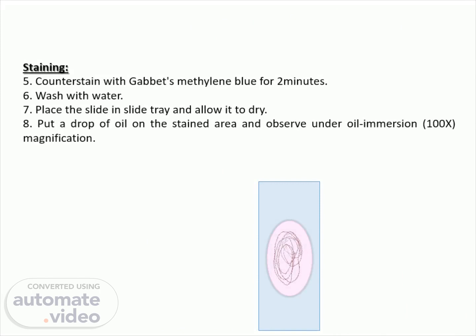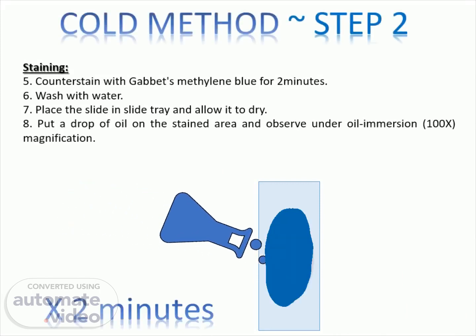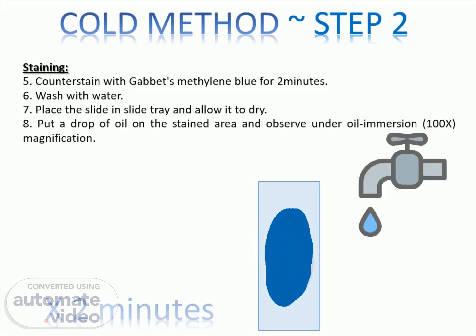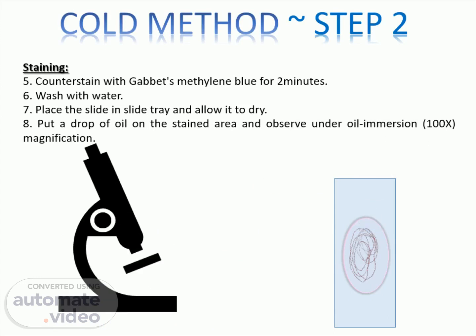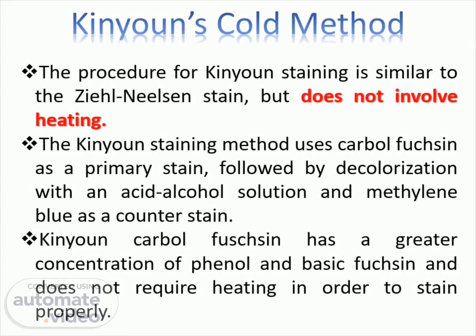Second and final step. Counterstain with Gabbitt's methylene blue for 2 minutes. Wash with water. Place the slide in the slide tray and allow it to dry. Put a drop of oil on the stained area and observe under oil immersion, 100x magnification. Another cold method we mentioned in the earlier slide: Quignon's cold method, a 3-step procedure.